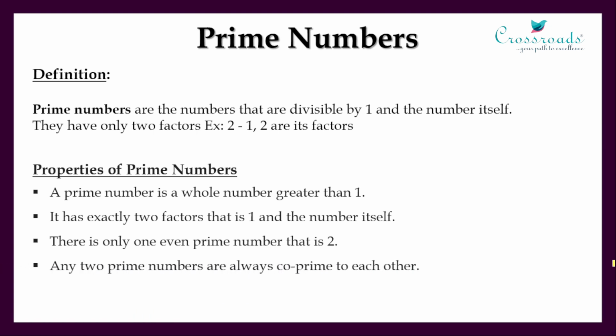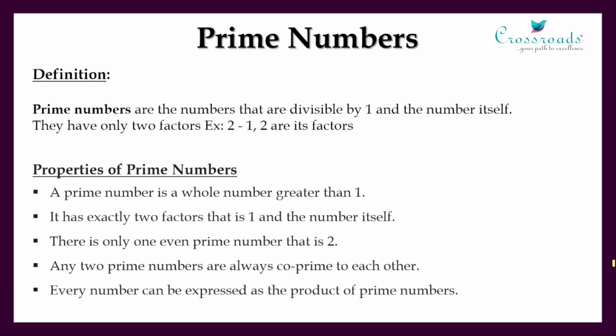Any two prime numbers are always coprime to each other. What is coprime, what are twin prime numbers, all this will be discussed later on in the video. Every number can be expressed as a product of prime numbers. So this is what we talk about as prime factorization.